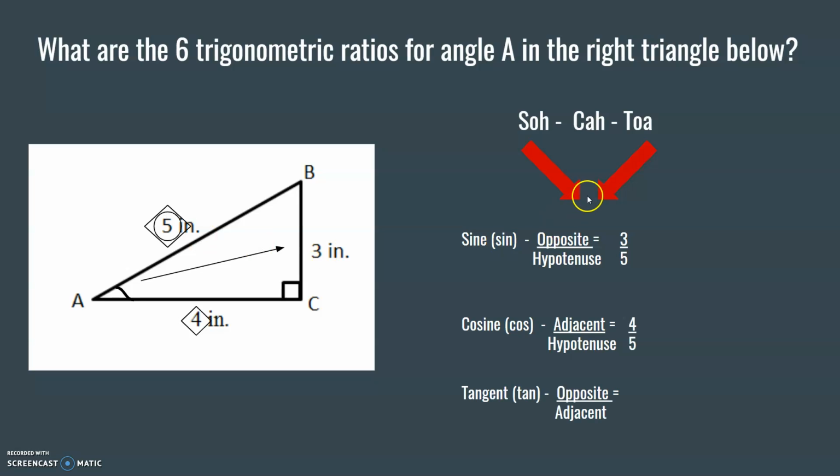TOA stands for tangent. Tangent is equal to opposite over adjacent. So at angle A, the opposite would be 3, and adjacent would be 4. So tangent equals 3 over 4.